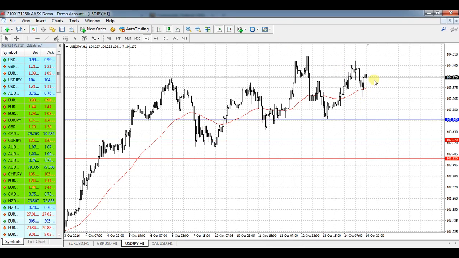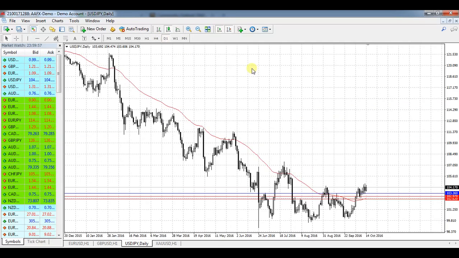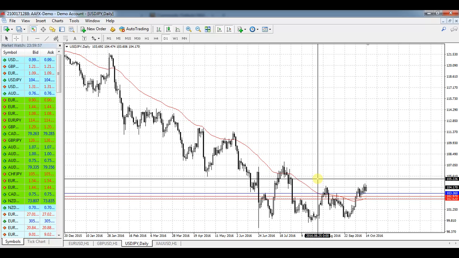And the second scenario is that price starts growing from current levels and breaks out this local high. After this we can open a long position. Stop loss should be set under the breakout bar, the breakout candlestick, and we hold our long position further.